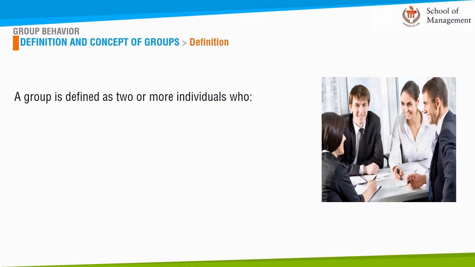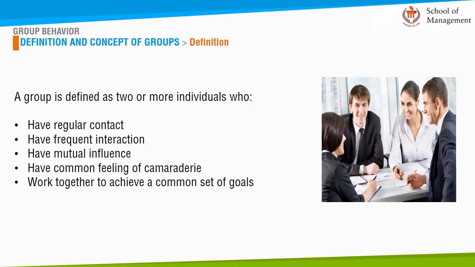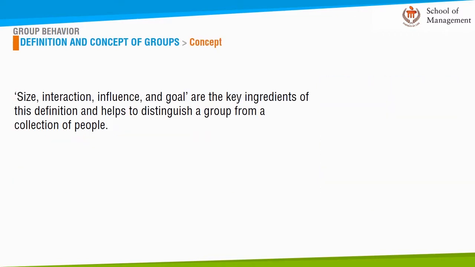A group is defined as two or more individuals who have regular contact, have frequent interaction, have mutual influence, have a common feeling of camaraderie, and work together to achieve a common set of goals. Size, interaction, influence, and goals are the key ingredients of this definition and help to distinguish a group from a collection of people. A group forms due to interaction of the members.